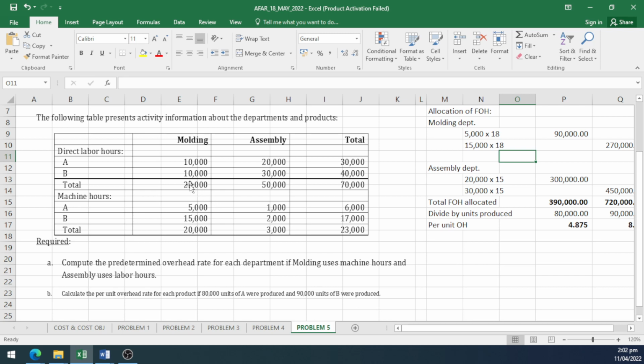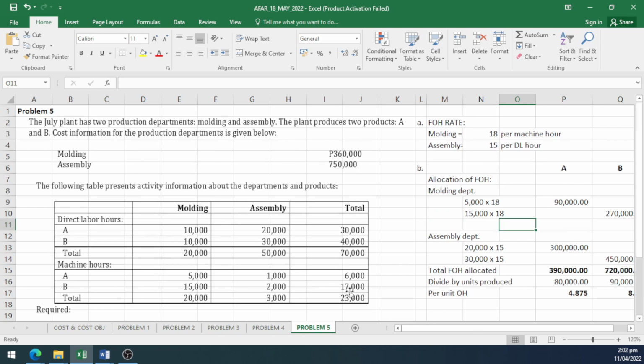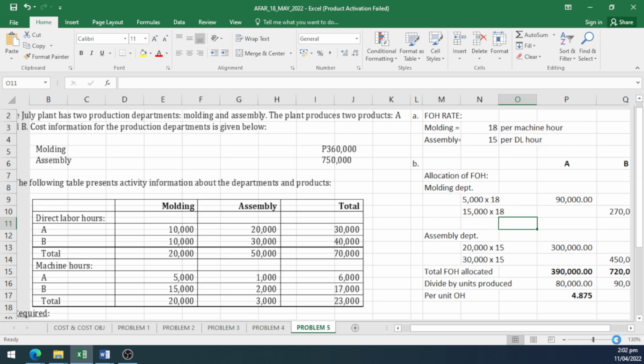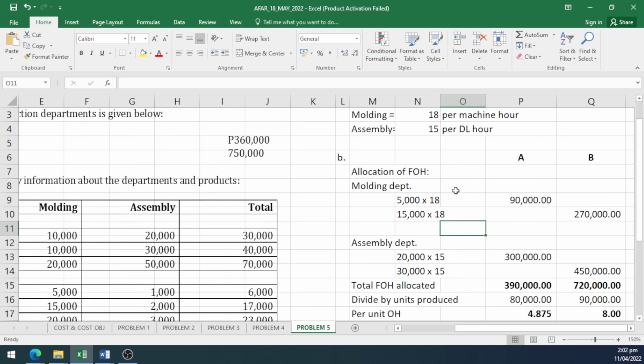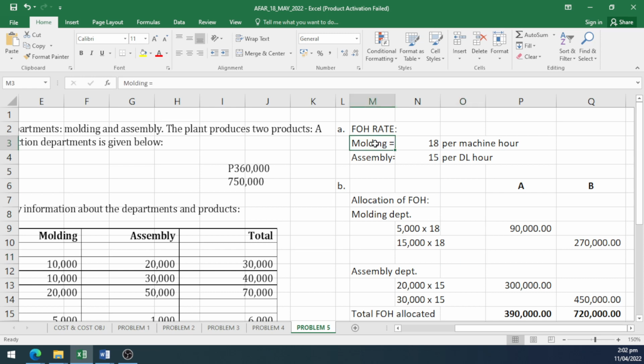In molding, the total machine hours ay 20,000. In assembly, the total DLRs ay 50,000. The total overhead in molding is 360,000. In assembly, 750,000. So ito po yung ating overhead rate for molding. We have there 18. 360,000 over 20,000 machine hours.